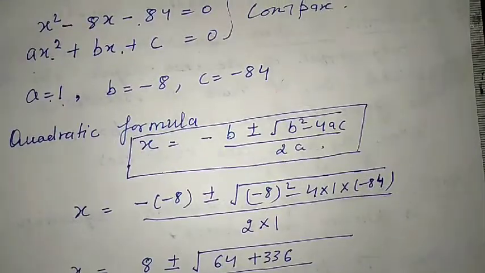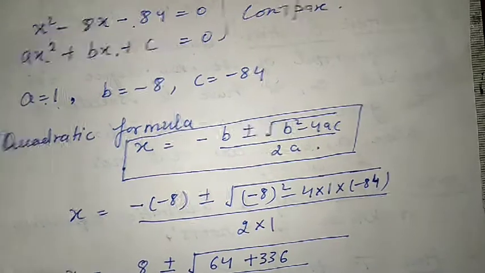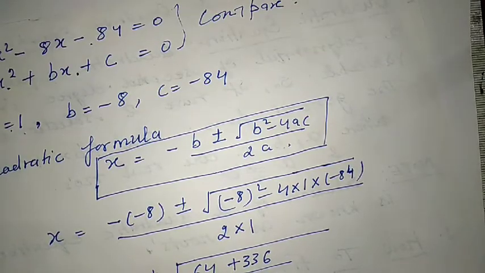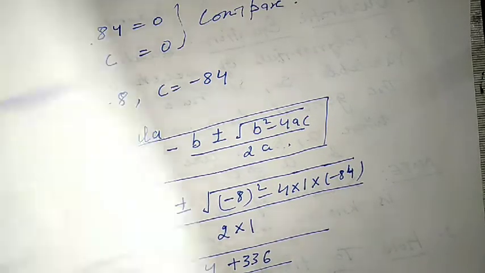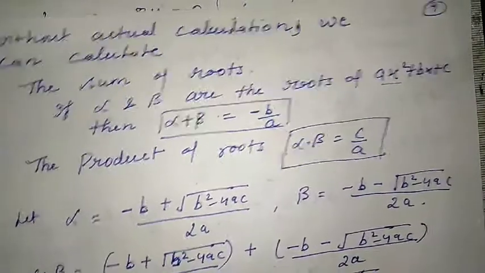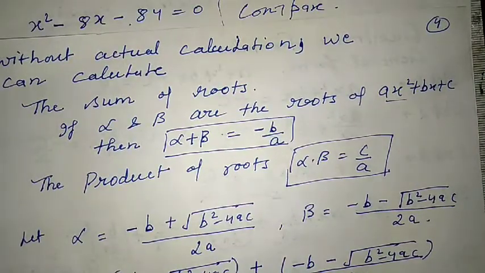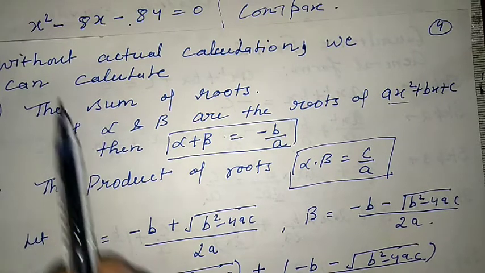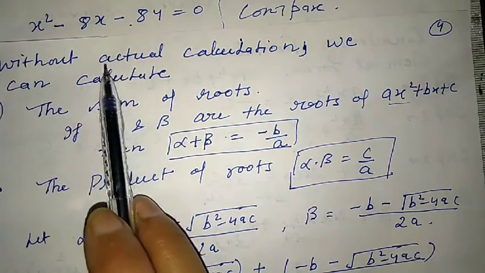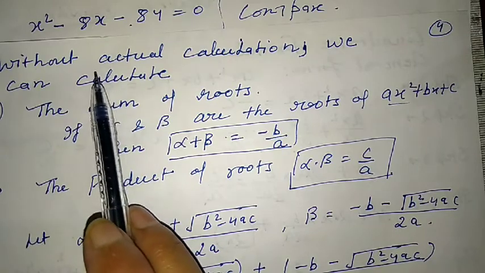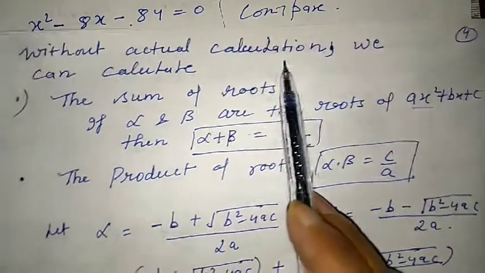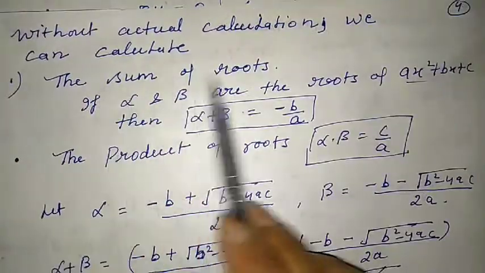Now the next thing is that we can find the nature of the roots, or the sum and the product of the roots, that we have discussed in the previous chapter, the polynomials. In that chapter, without using the quadratic formula, without actual calculation, we can calculate the sum of roots.